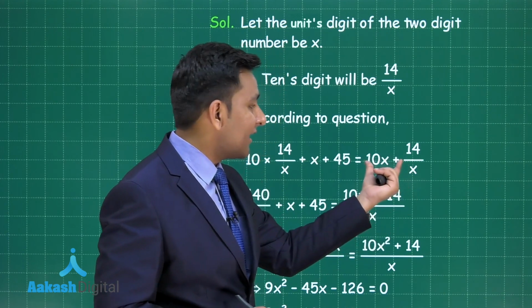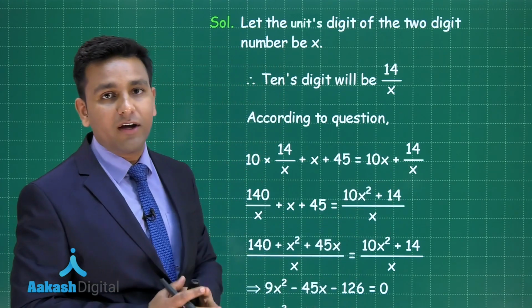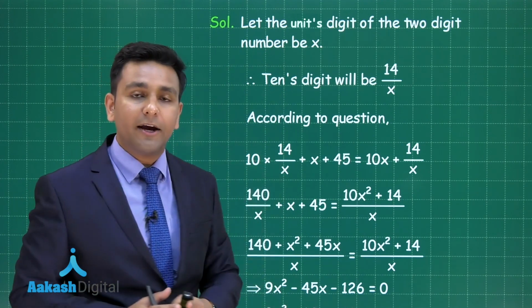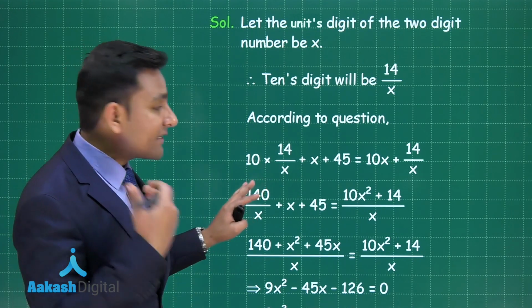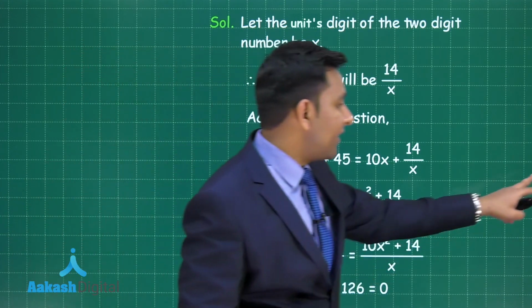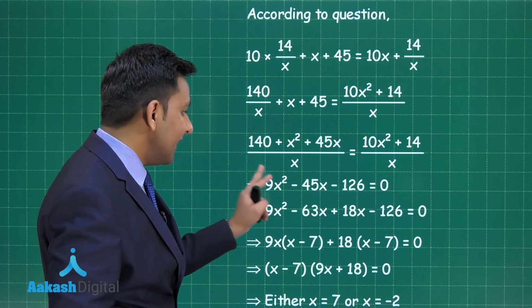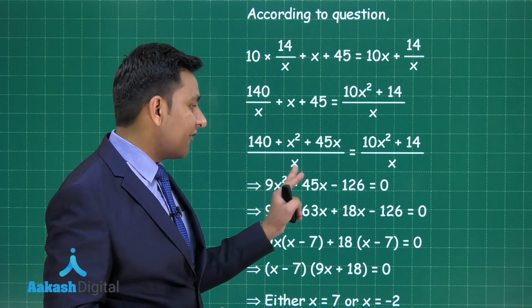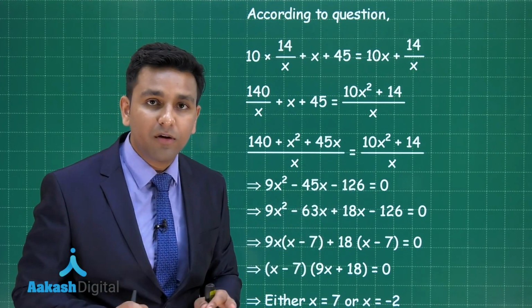तो यहाँ पर हमने क्या देखा कि digits interchange हो गए और उससे एक नया number form हुआ है जो कि हमने right hand side में लिखा है. अब मेरे पास एक equation है, and when we are solving this equation, we are getting a quadratic equation, and the quadratic equation is 9x square minus 45x minus 126 equal to 0.